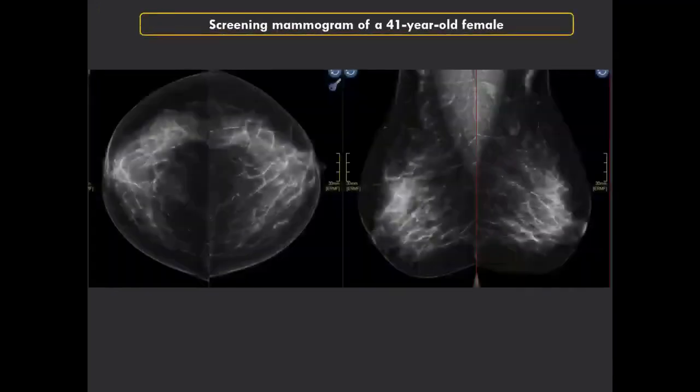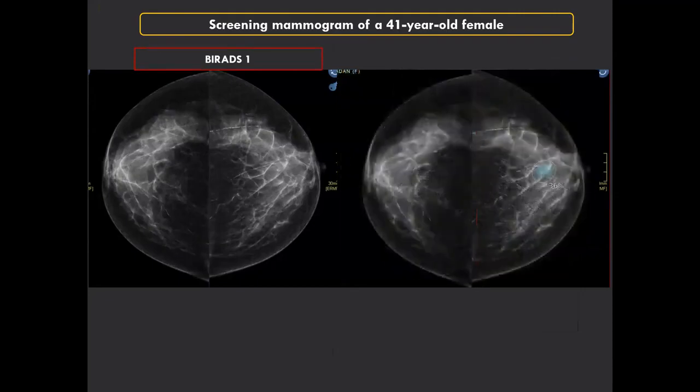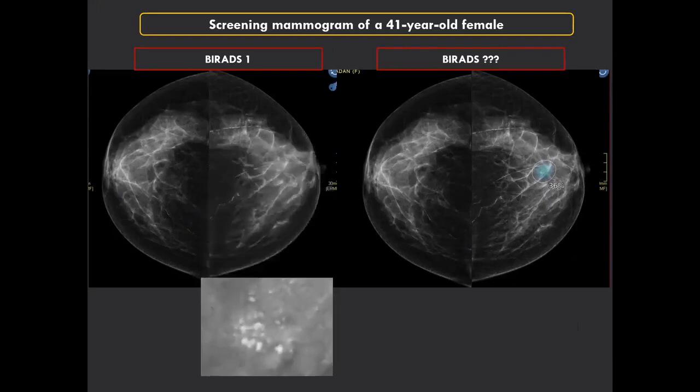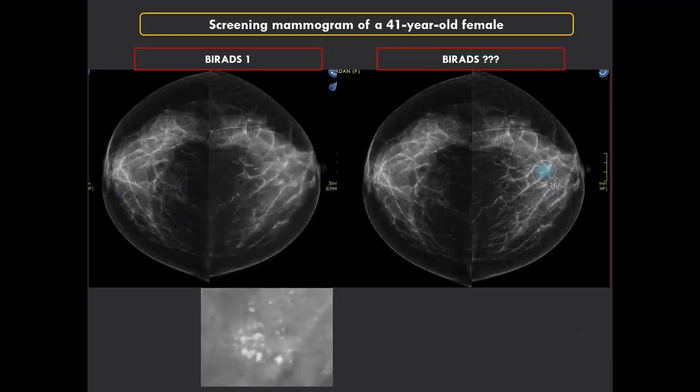This is a screening mammogram of a 41-year-old female, and it was assigned a BI-RADS 1 by one of the colleagues. But when we referred to the artificial intelligence image, it pinpointed an area which showed a low abnormality index of 36% suspicion. But we had to go back to the mammogram to verify that there was no underlying lesion to this area. Unfortunately, going back to her mammogram, we found that there was a very subtle microcalcification underlying the area marked by the artificial intelligence.